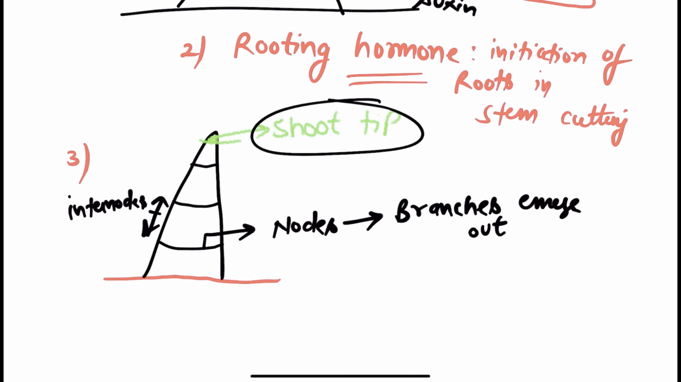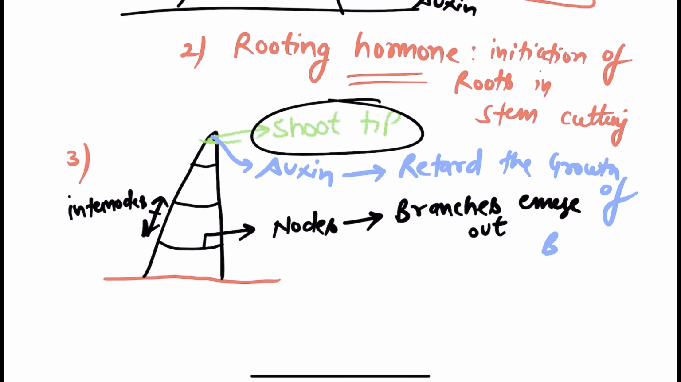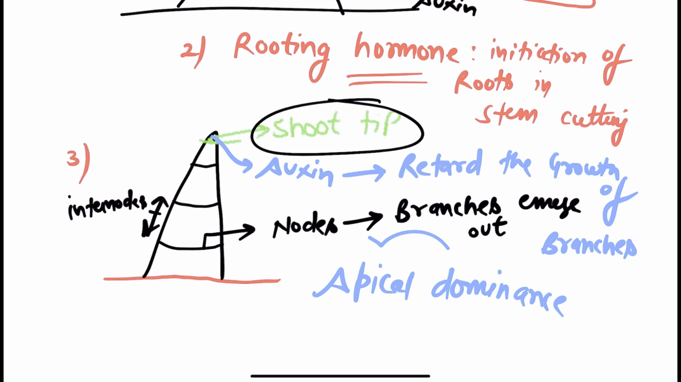So the shoot tip produces a hormone. What hormone? Auxin hormone. The shoot tip produces auxin hormone, and auxin inhibits the growth of branches. It does not let the branches form from the nodes. So this function of auxin is known as apical dominance.